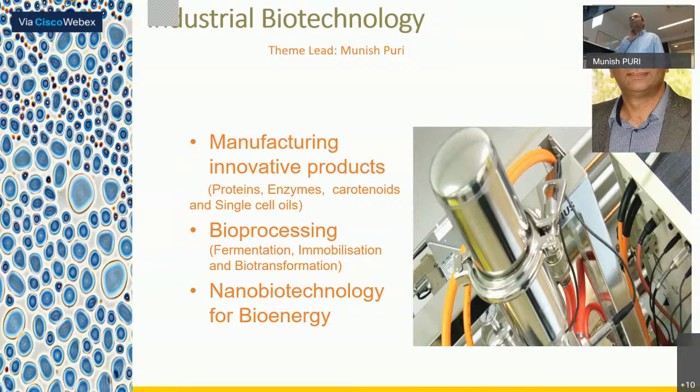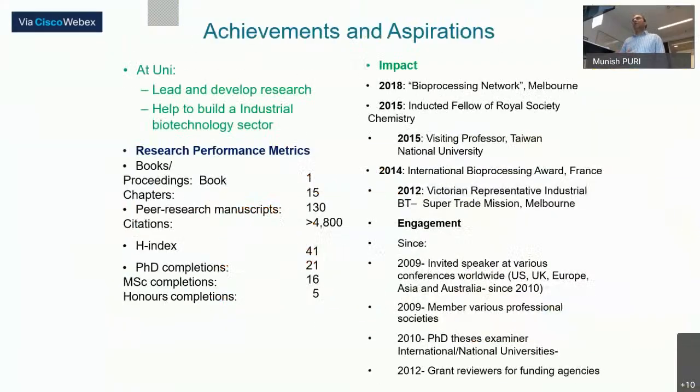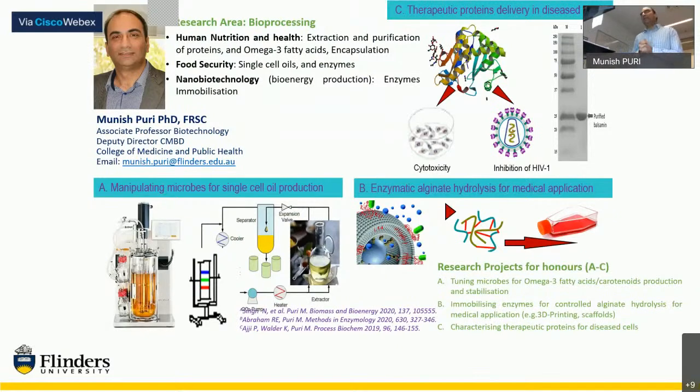What we are doing under industrial biotechnology is manufacturing proteins, enzymes, carotenoids, and single cell oils. I would be talking about single cell oils soon. We use nanobiotech techniques, and we use some of the nanomaterials for enhancing all these applications. One of the presenters has already introduced me, so I won't be spending time on this slide. So these are the three different areas in which my lab is working.